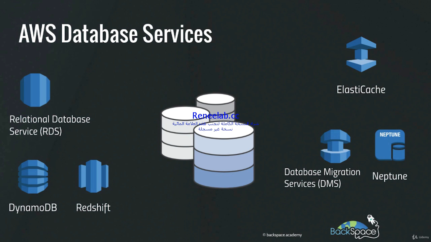Amazon Neptune is a fast, reliable, fully managed graph database service. It has a purpose-built, high-performance graph database engine optimized for storing billions of relationships and querying the graph with millisecond latency.